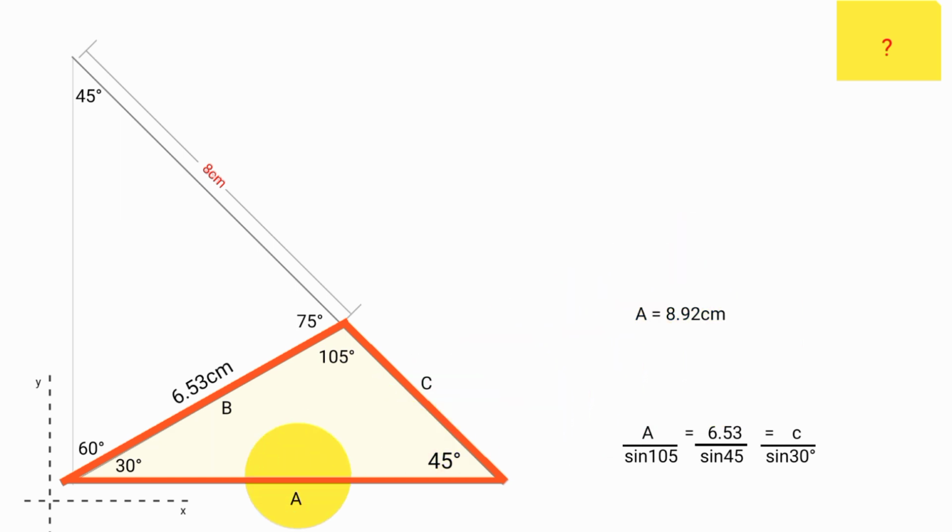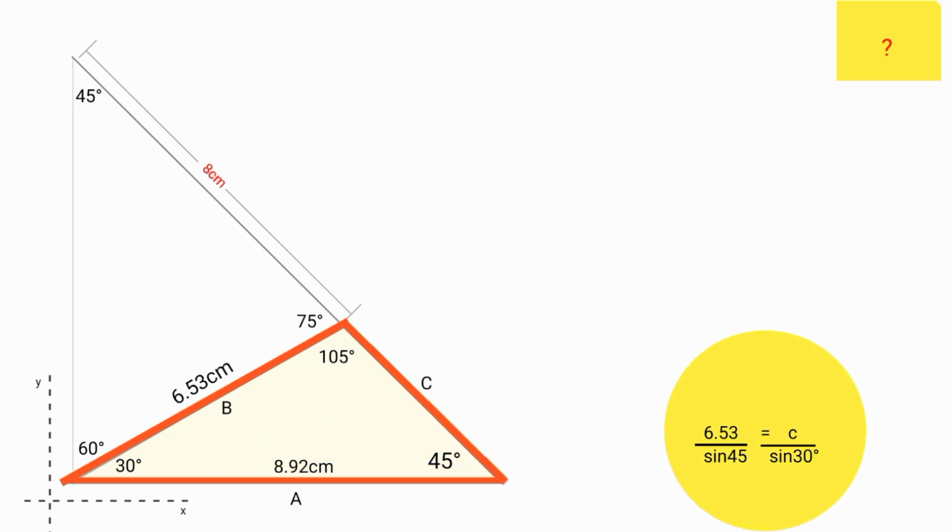Substitute here now. Coming back to this part here, 6.53 over sine 45 equals C over sine 30 degrees. Making C the subject, C equals 6.53 over sine 45 all multiplied by sine 30, which if you press your calculator equals 4.62. So C equals 4.62 centimeters.